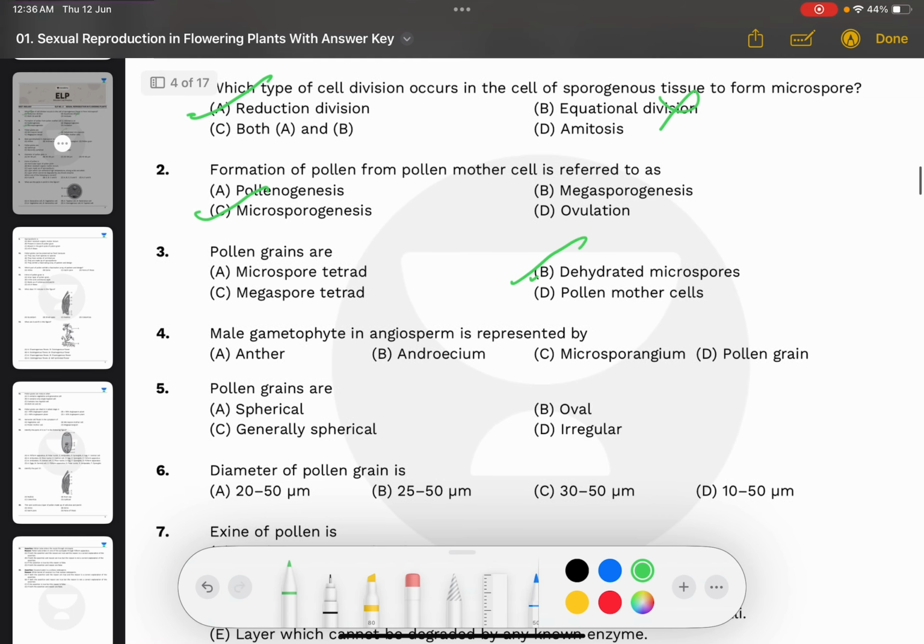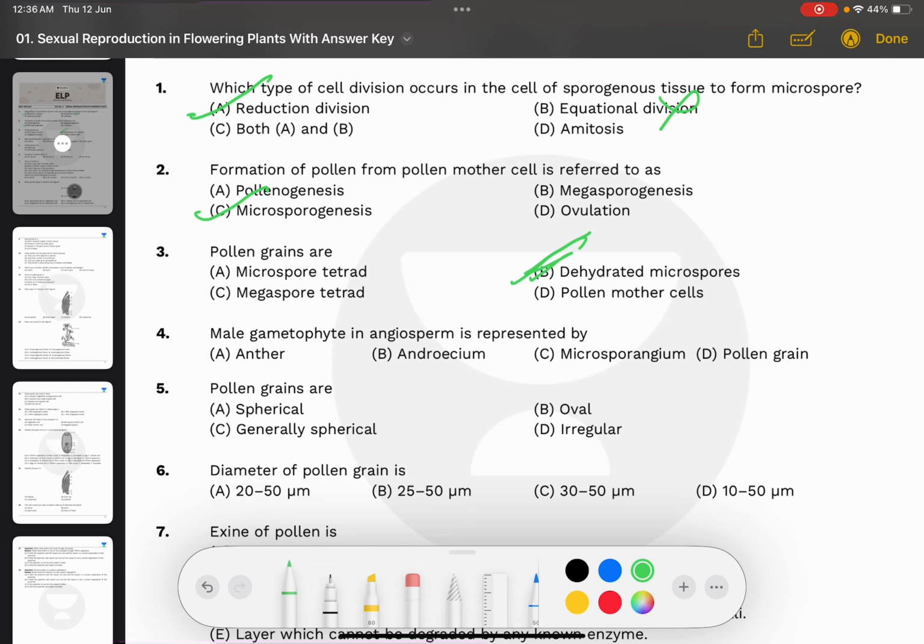Dehydrated microspores. What a question is this? Let me check on Doubtnut so that we can get the confirmed answer. A good question to start with a good day. It's 12:36 and we have got one of the good questions.